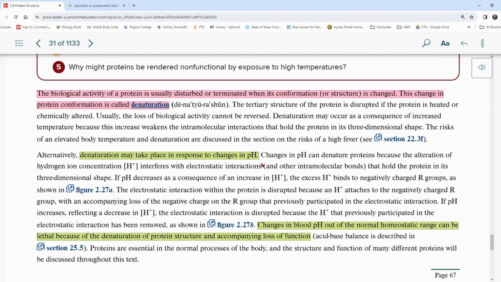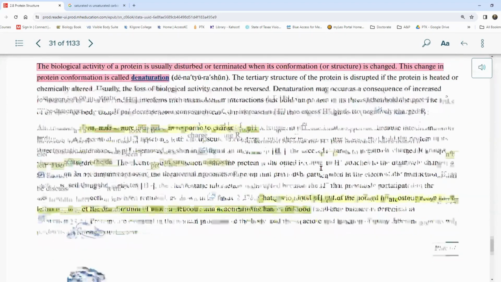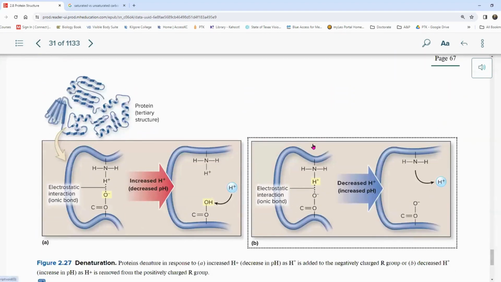This is one reason why it's so crucial when you are having a high fever and your temperature gets too hot, your brain cells and your other proteins start breaking down. And if they break down, that means it changes their structure. If you change their structure, you change their function. So this is why pH is so important.